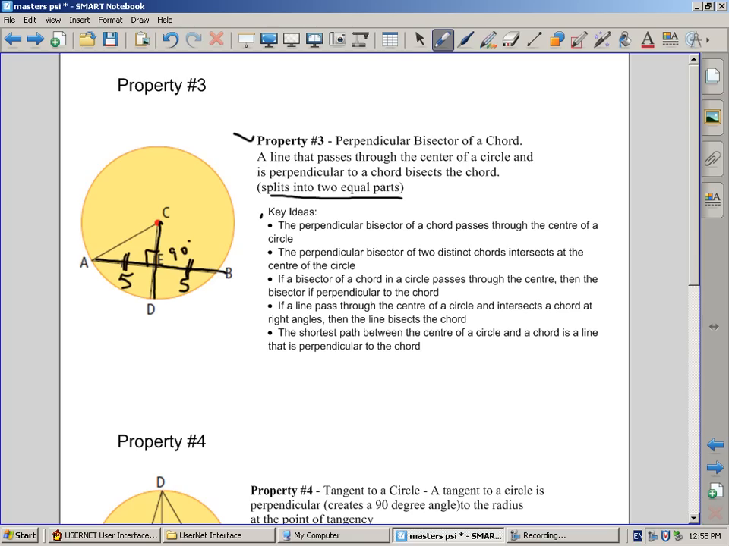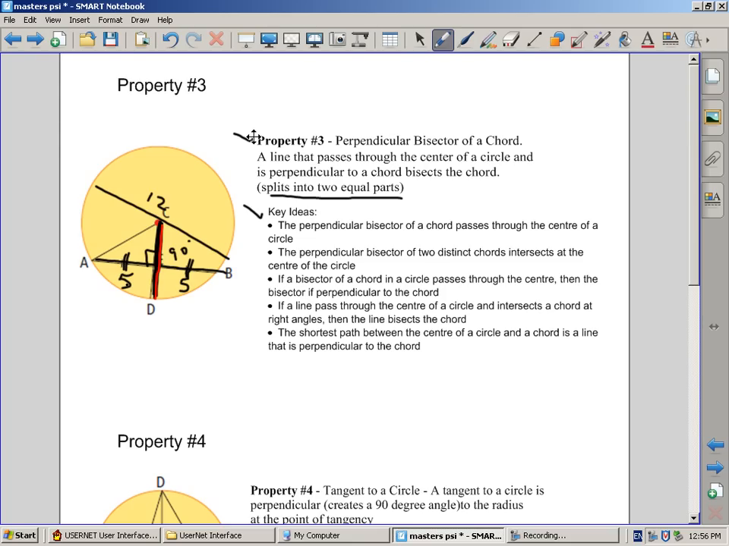So if we look at some key ideas with this property, we know that the perpendicular bisector of a chord passes through the center of a circle. And that's important because we know that it's going to split the chord in two, which we've stated 5 and 5. But we also know that it's going to create a perpendicular angle, and more importantly, it's going to create a radius. So if we knew, for instance, that the diameter was 12, we would know that this radius, I'll indicate here with red again, would be half of that distance, which is 6.